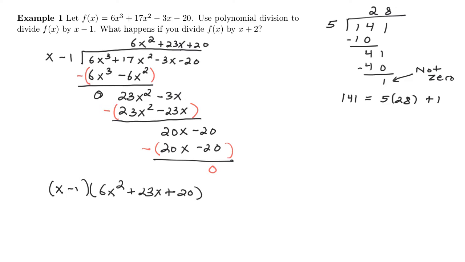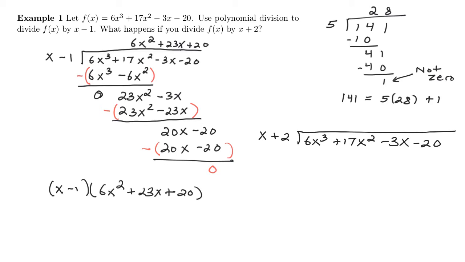So just as another example using the same function, 6x cubed and so on, I want to try dividing by x plus 2 to see if we get another remainder of 0. If we don't, it means that x plus 2 is not a factor of the original function. So let's set it up and try it out. That is x plus 2 divided into 6x cubed plus 17x squared minus 3x minus 20.